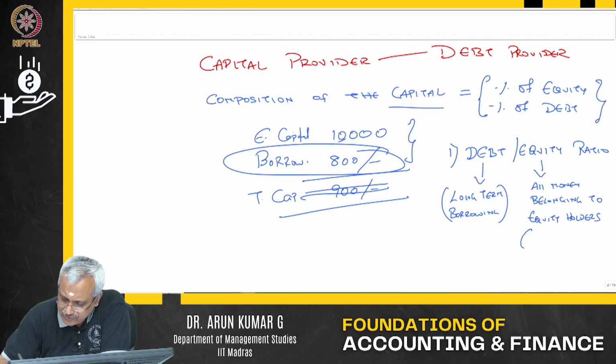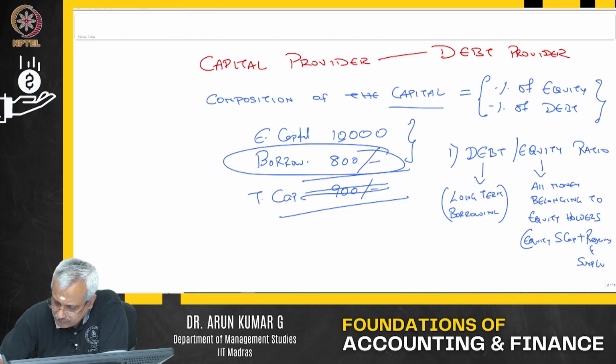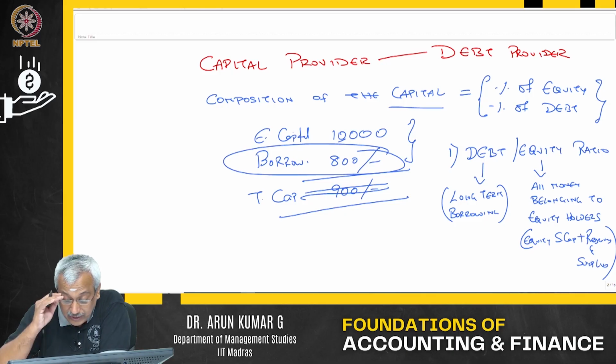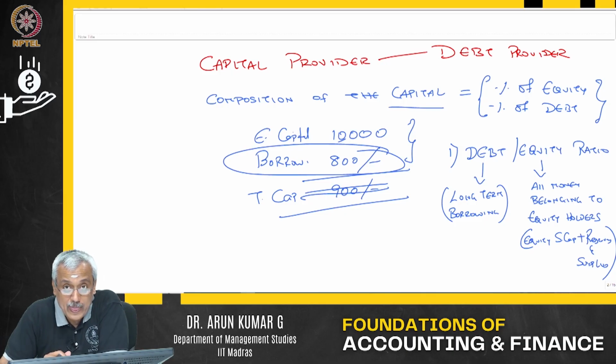That is equity share capital plus all the retained earnings or reserves and surplus. All the reserves and surplus out there. Reserves and surplus includes retained earnings, the money belonging to the equity shareholders in this case.